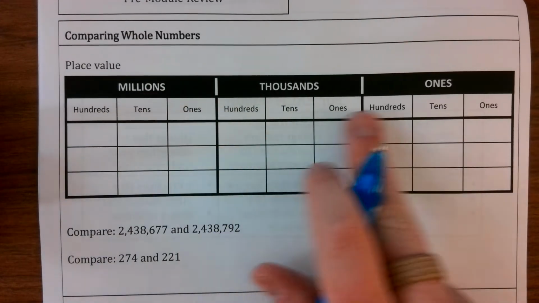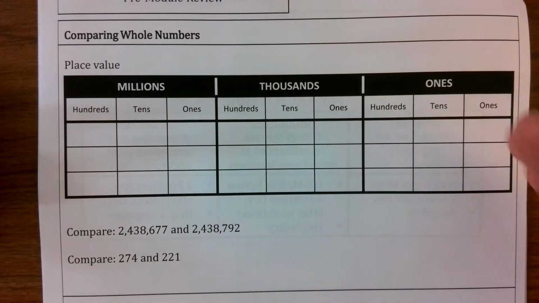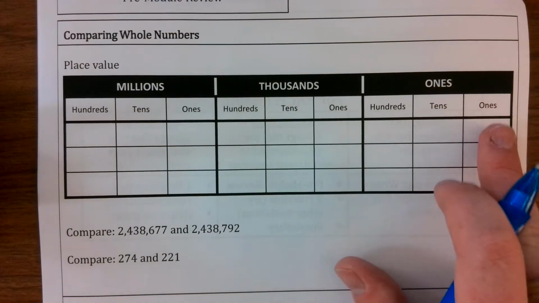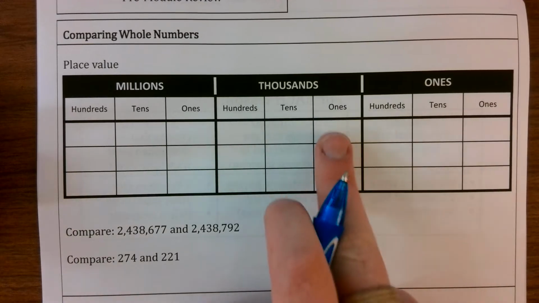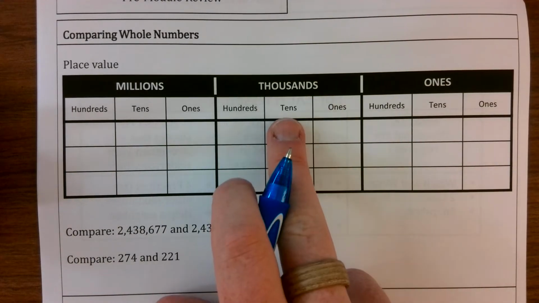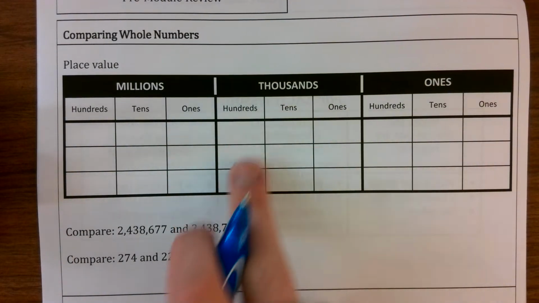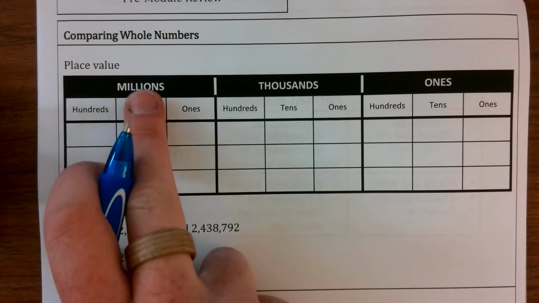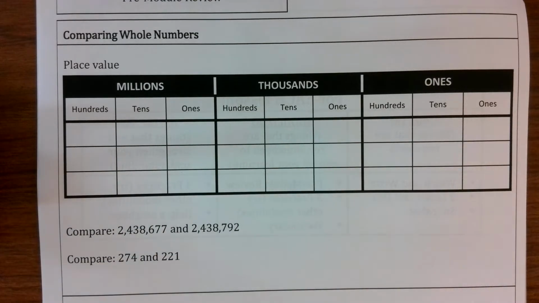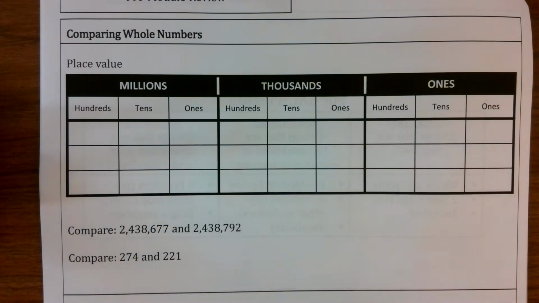So here we have a chart that breaks up each value spot. We've got our ones, tens, and hundreds. And then we have our 1,000s, 10,000s, 100,000s. And then we have our 1 million, 10 million, and 100 million. We're going to use this chart to help us compare large numbers.